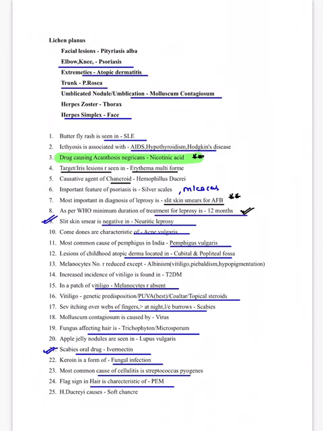Slit skin smear is negative in the neuritic type of leprosy that involves only the nerve, guys. Comedones are characteristic of acne vulgaris. There were two types of comedones, black comedone and white comedone, guys. Most common cause of pemphigus vulgaris. Melanocyte numbers are reduced except in albinism. Now coming on to other important things. Apple jelly nodules in lupus vulgaris. Kerion is a form of fungal infection that involves a boggy swelling on the scalp, guys. Flag sign is seen in kwashiorkor, guys.